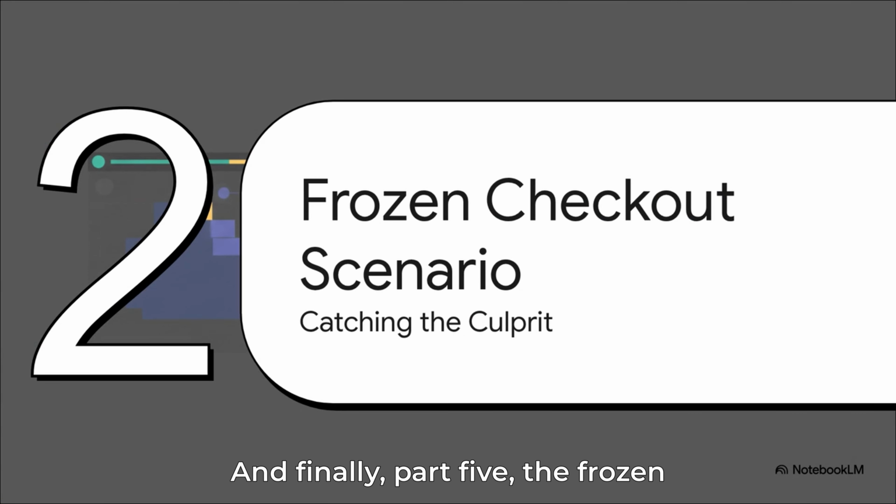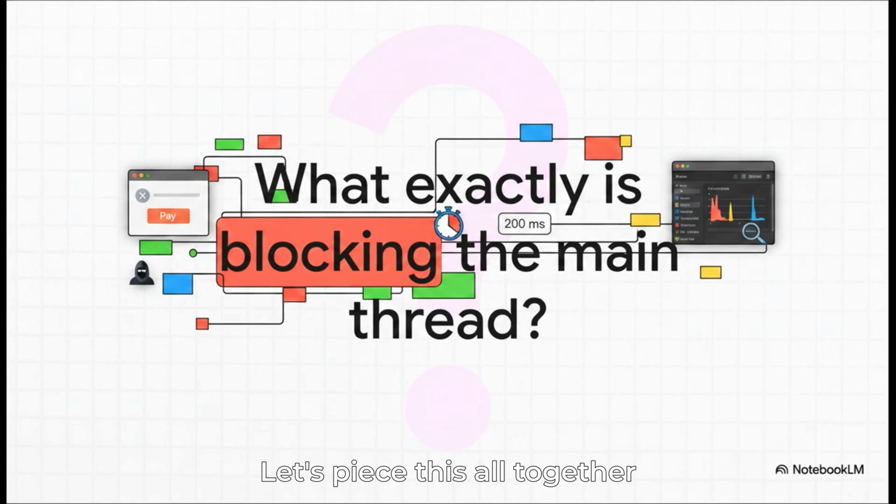And finally, part 5, the frozen checkout scenario, where we actually catch the culprit. Let's piece this all together for a real-world detective story. Imagine you get a ticket saying, "Hey, the e-commerce checkout button freezes when I click it." This is the ultimate question. The user clicked pay, and the screen just froze. We know from our in-app metric that the browser took way longer than 200 milliseconds to respond. So we fire up incognito mode, set our 4x CPU throttle, hit record, click the checkout button ourselves, and hit stop. Now we just have to hunt for the root cause.